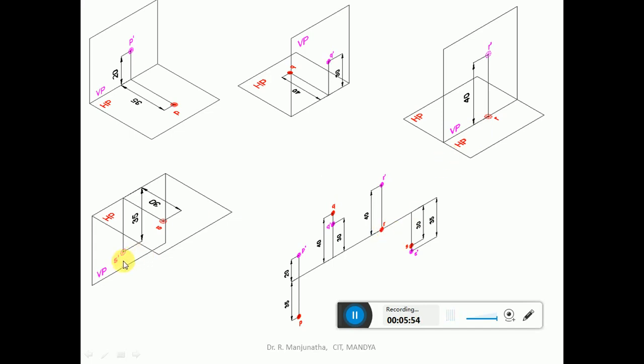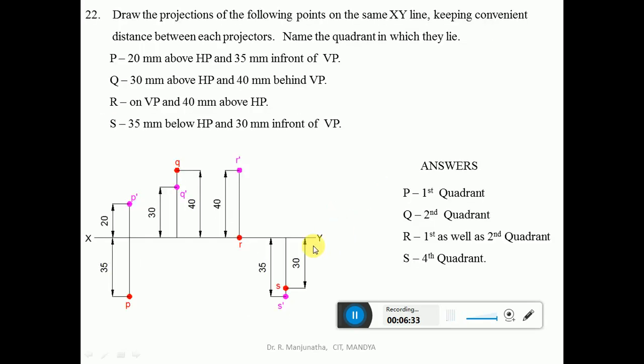Then when we consider capital S, which is 35 mm below HP and 30 mm in front of VP, in the fourth quadrant both HP and VP will be below the xy line when rotated. So S dash will be 35 mm below the xy line, and S will be 30 mm below the xy line. This is how we can analyze the problem. This solution and the sketchbook solution both remain the same, and this will be the final answer.